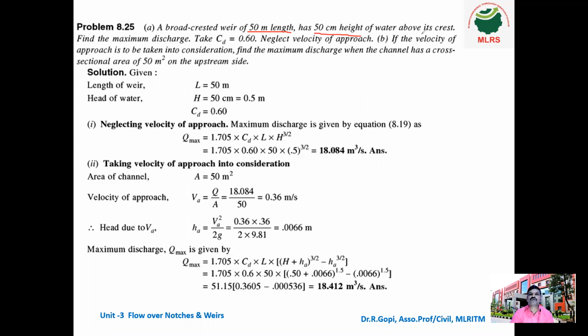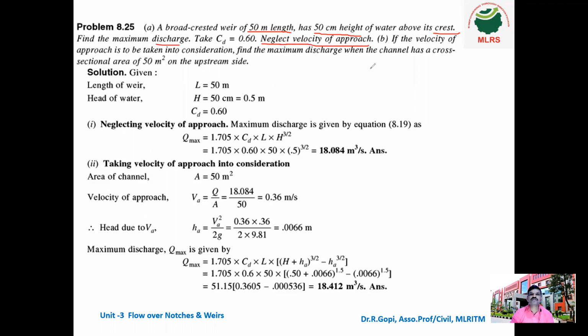The water height above the crest is 50 centimeters. Find the maximum discharge. So what are they asking? Q. Take CD as 0.6, the coefficient of discharge of the weir. Neglect velocity of approach. So initially there are two cases.